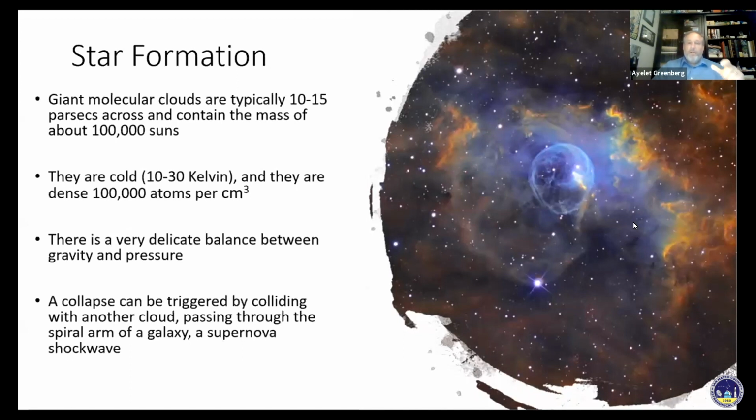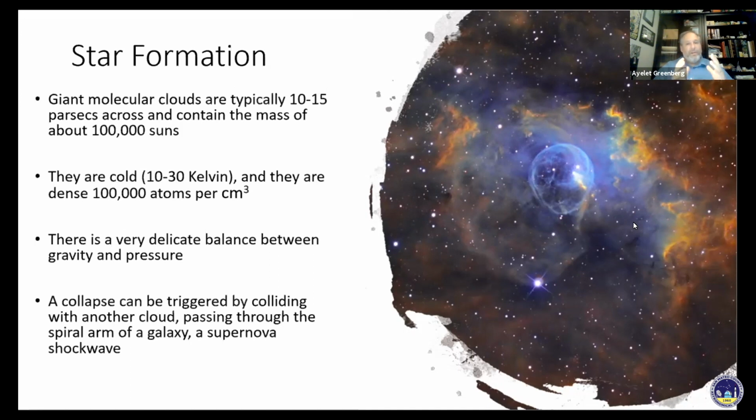What is a light year? A light year is about roughly 6 trillion miles. So one parsec is roughly around 20 trillion miles, and we're talking about things that could be 10 to 15 parsecs, so we're looking at something which could be 200 to 300 trillion miles across. These are really, really big clouds of gas, and they are quite cold. They're around 10 to 30 Kelvin, which is slightly above absolute zero. So this is a couple of 100 degrees below zero.